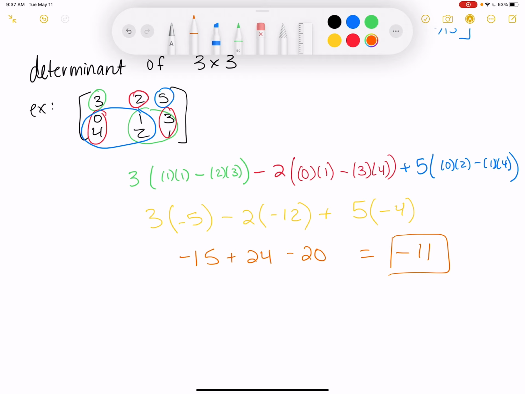Now, let's say you got this and your calculator said that the answer is really supposed to be negative 12. You go back and look at your work, you can't figure out what you did wrong, okay? Make a note on there and be like, I know that based on what my calculator says, my answer is supposed to be negative 12. I got negative 11. I can't figure out what I did wrong, okay?